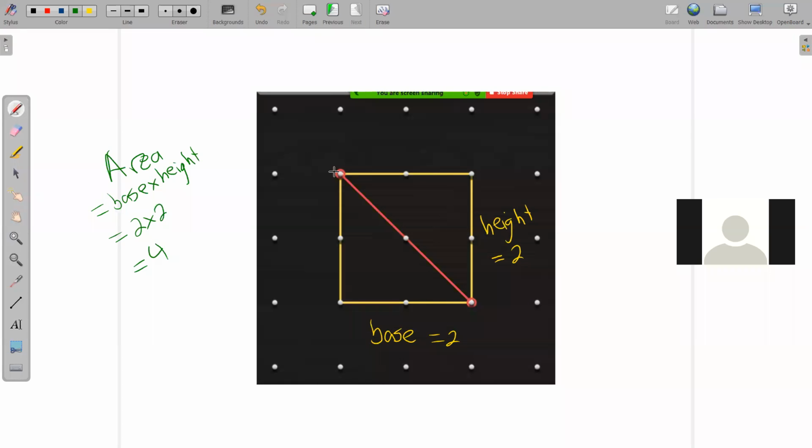And since I don't know what the distance is between here and here, there's just 4 squares inside here, so I would just call it 4 square units, which can either be written out as square units, or sometimes we might write 4 units, and then we might square the unit. So the unit is being squared, not the 4. So there's a couple ways to write that.